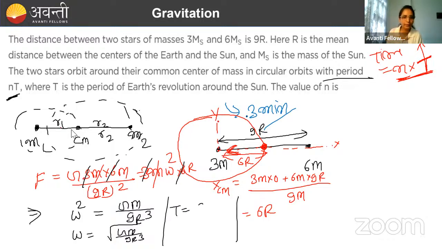What will be the time period here? Time period क्या होता है हमारा? That used to be 2 pi by omega. So it will be 2 pi root 9r³ by Gm. ठीक है. So this is the time period we have got for the star. Now this is given as equal to n into T, where T is the time period of earth around sun.